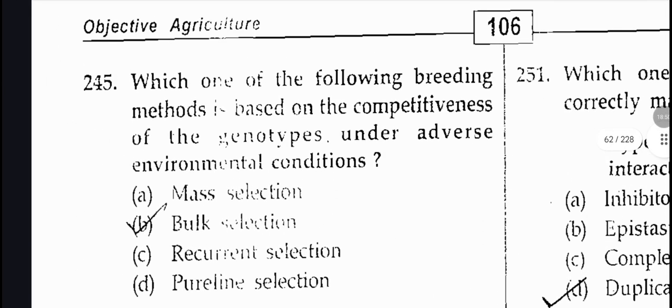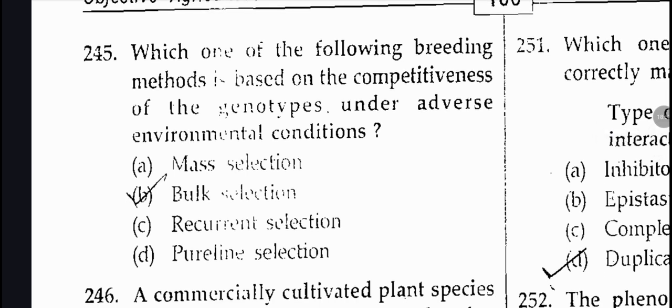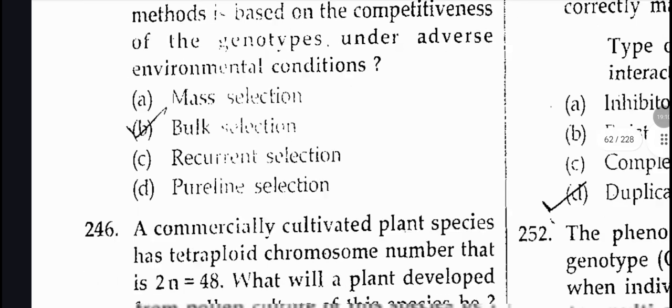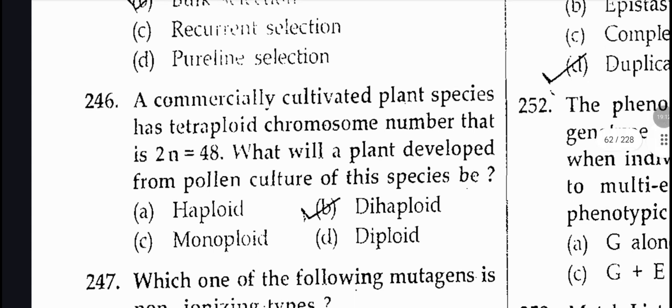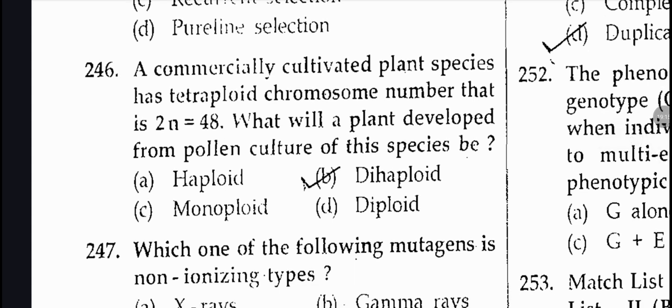Question number 245. Which of the following breeding methods is based on the competitiveness of the genotype under the adverse environmental condition? That is option B, the bulk method. Question number 246. A commercially cultivated plant species has the chromosome number 2n equals 48. So what will a plant developed from the pollen culture of this species be? That is option B, dihaploid.